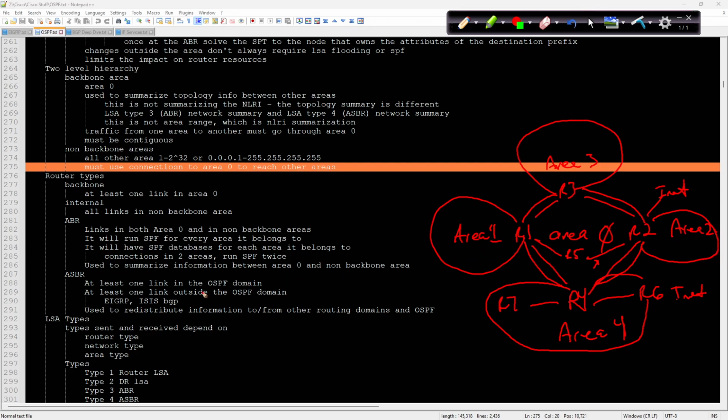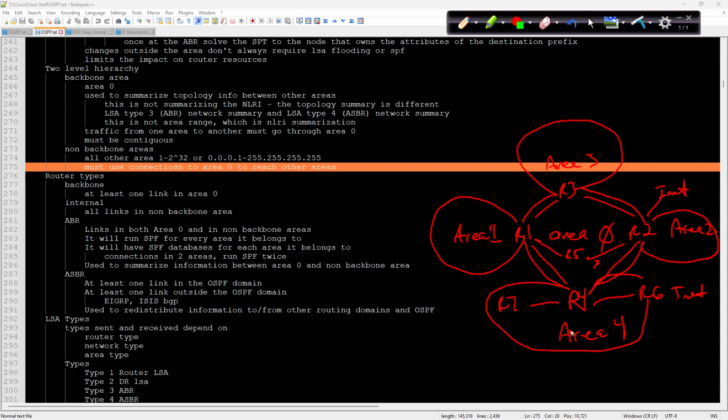There we go. So your backbone routers are going to be R1, R2, R3, R4, R5. Those are your backbone routers. Your internal routers are going to be R7 because all links are in a non-backbone area. Area 4 is not a backbone area.